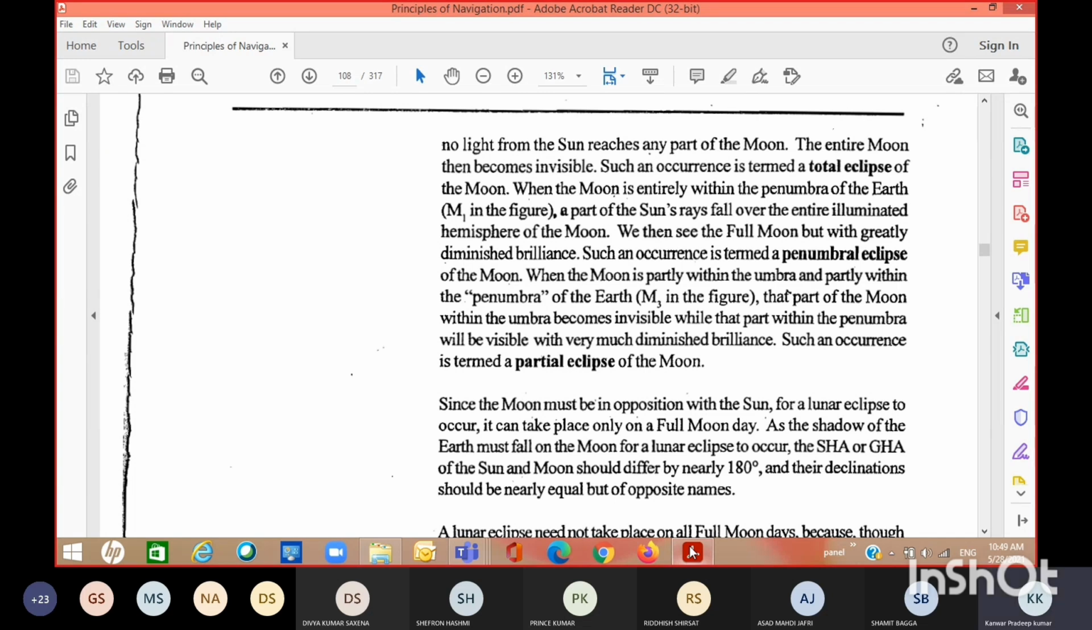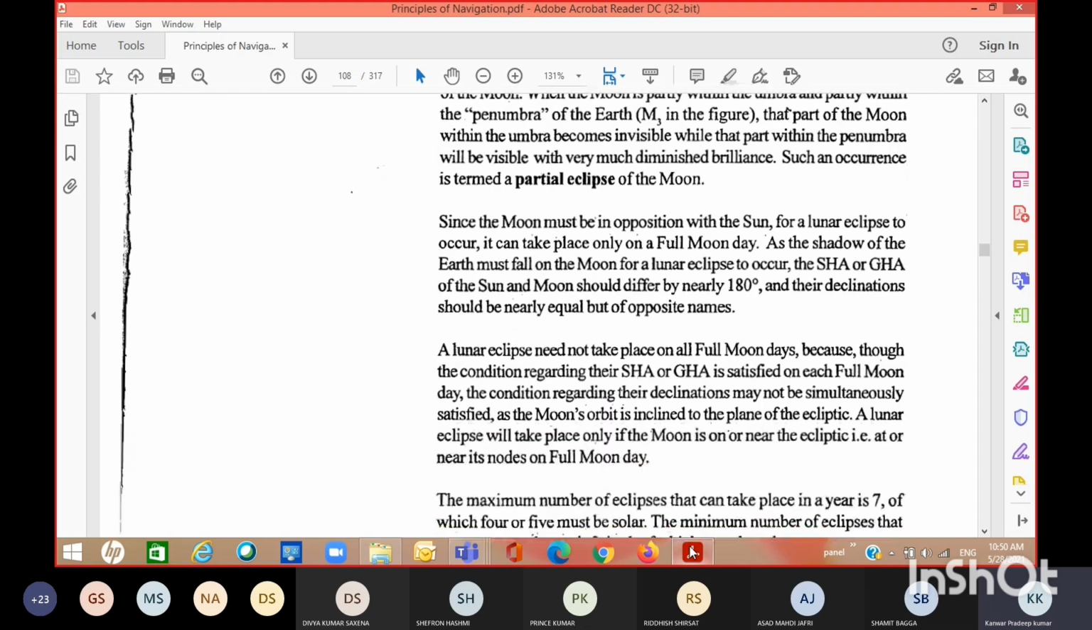When you draw the diagram, you will see that the rays of the sun, from one side all the rays are going, from the other side no ray is going. So we say partly it is getting illuminated. So we see the moon with greatly diminished brilliance, and it is called a penumbral eclipse. And when the moon is partly within the umbra and partly within the penumbra, half, what is visible is the penumbra diminished, and what is not visible is covered. It becomes a partial eclipse.